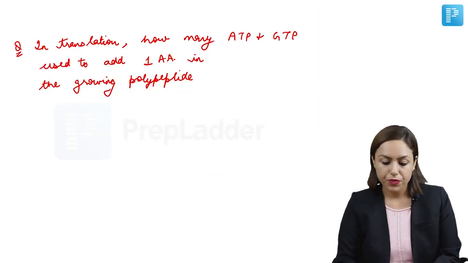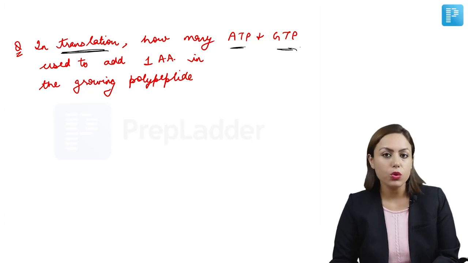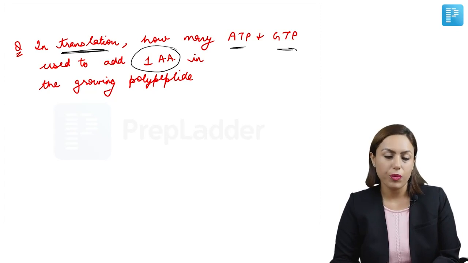Now see this question. During translation, how many ATPs and GTPs are used to add one amino acid in the growing polypeptide chain?